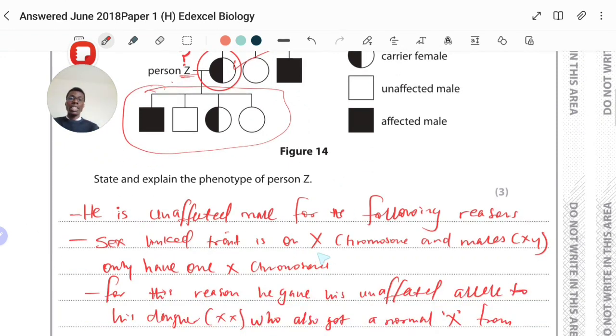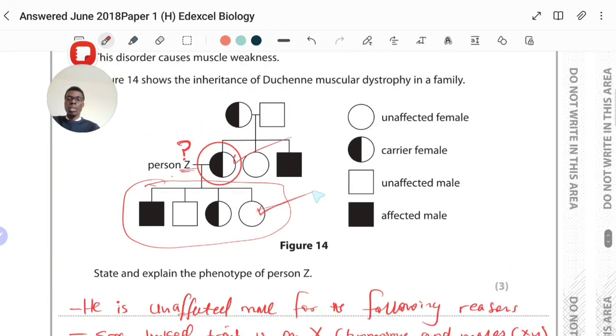Sex-linked traits are always on the X chromosome. I just explained that a few minutes ago. Males have one X chromosome and one Y chromosome. So work with me: only one X chromosome. For this reason, he gave his unaffected allele to his daughter. Because he is XY and this woman is XX, but one of her chromosomes is affected. He gave his X to his daughter, and the woman gave one of her X chromosomes to her daughter too. This one will have normal XX, not affected, but this other female got the normal X from the father and the defective X from the mother, so she's a carrier.